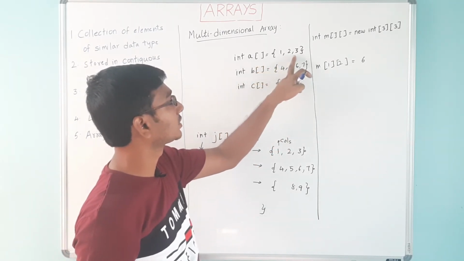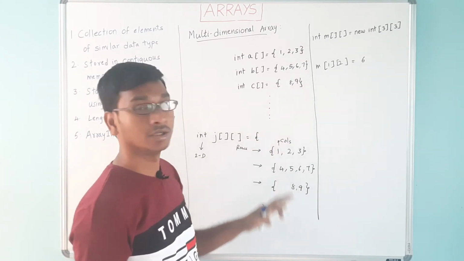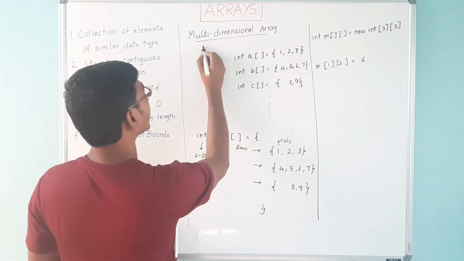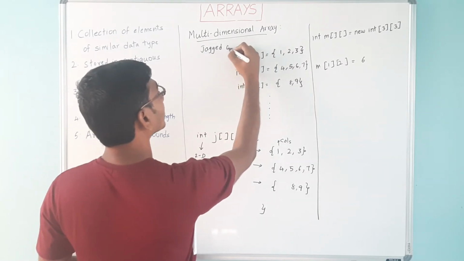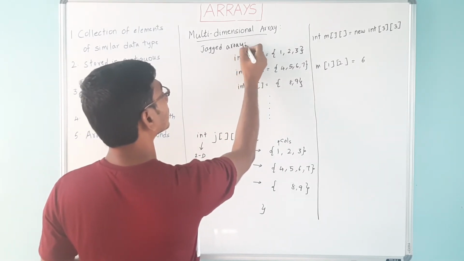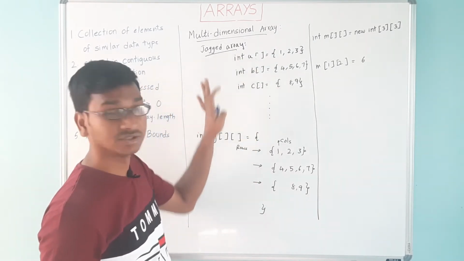You can see here A has 3 elements, B has 4 elements, and C has 2 elements. So how to handle that? This array is called a jagged array. So let me put it here. If we have different number of rows and columns in a two-dimensional array, then we call it a jagged array.